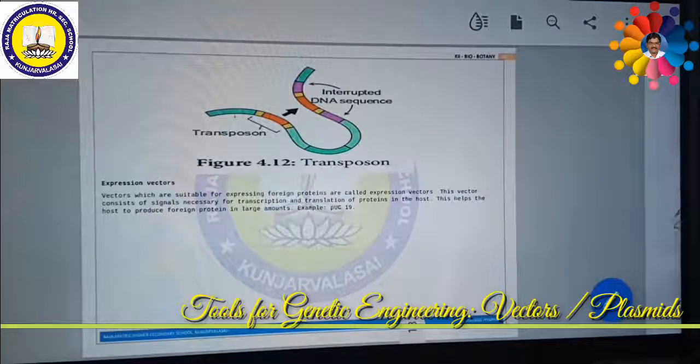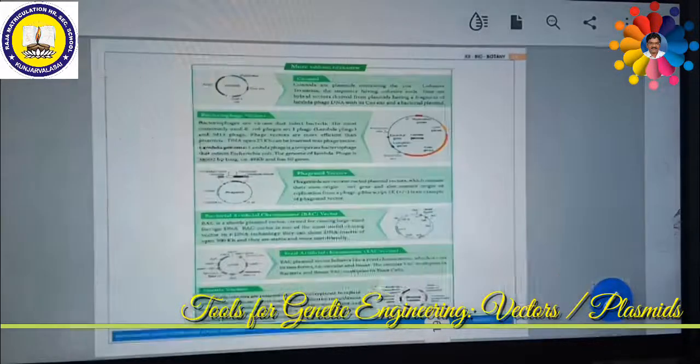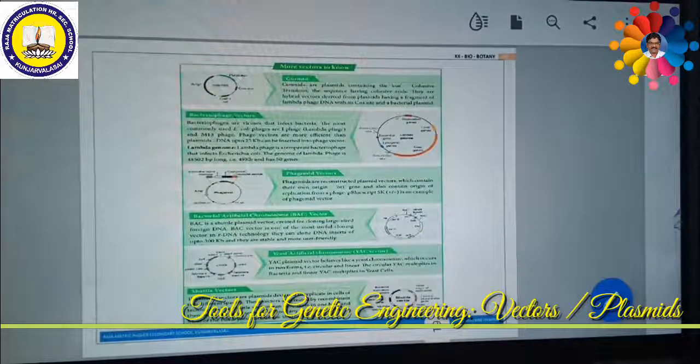Next one is called expression vectors. The vectors which show the expression of the gene of interest are called expression vectors. That means the characteristic feature of the vector will be available in DNA recombination. So this is called expression vectors. Then various other types of vectors we can also go through.